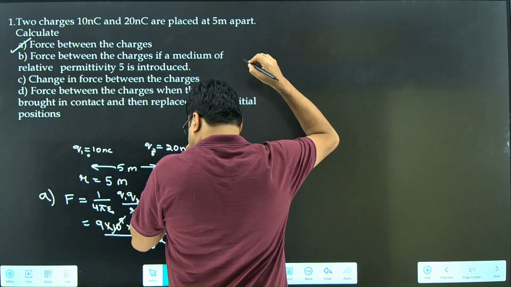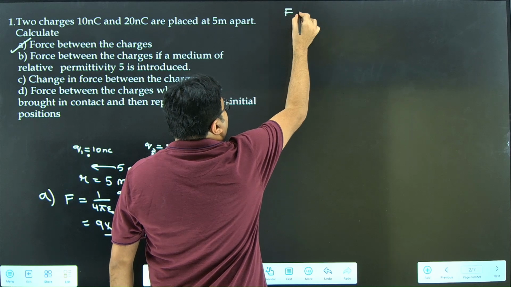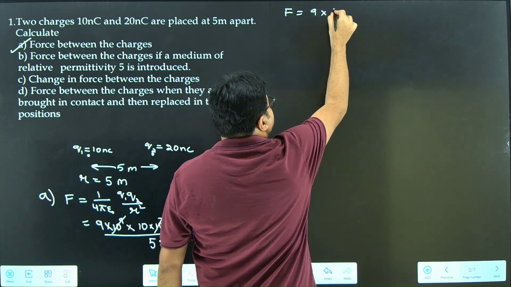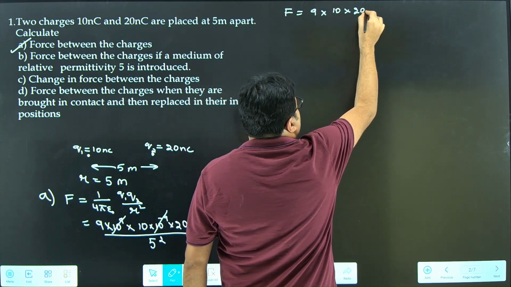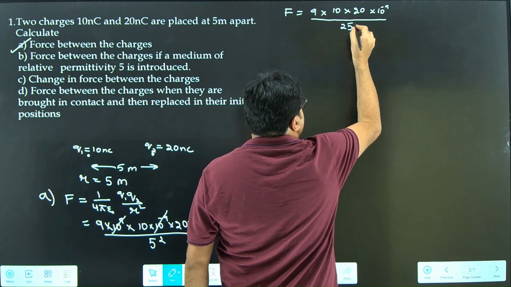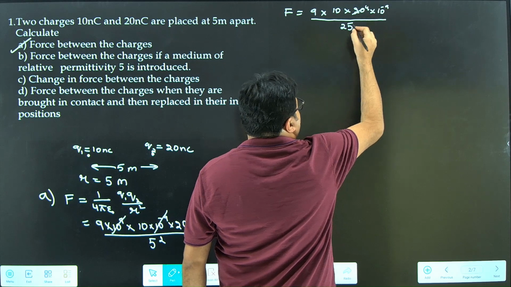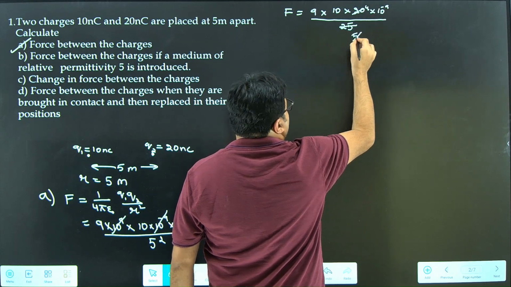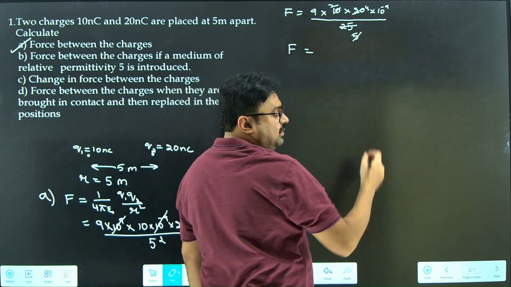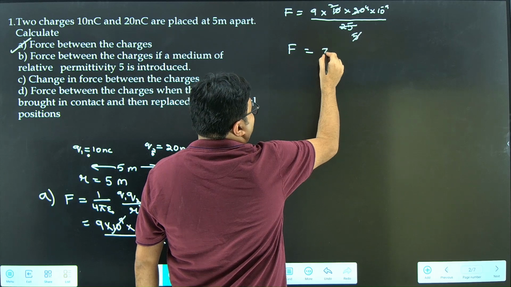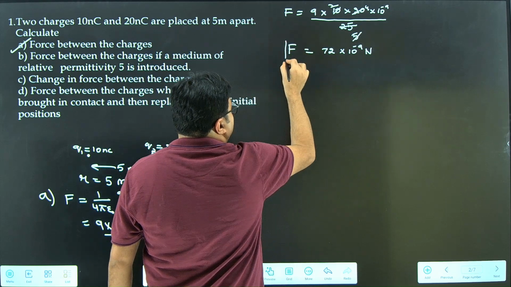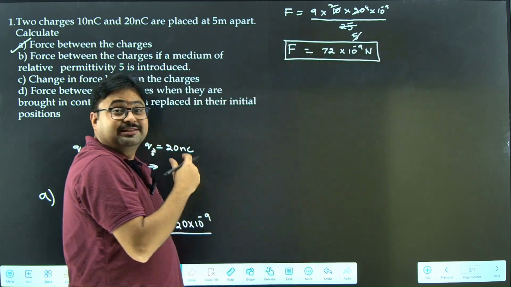Let me write on this part of the board. F, my dear friends, now becomes equal to 9 multiplied by 10 to the power of 9, and then there is 20 into 10 to the power of minus 9, whole thing divided by 25. You see, 5 fours are 20 and 5 fives are 25, and we have this getting cancelled as well. So F becomes equal to 9 into 2, 18, and 18 into 4 would be 72 into 10 to the power of minus 9 Newton. That is the answer for the A part of the question.